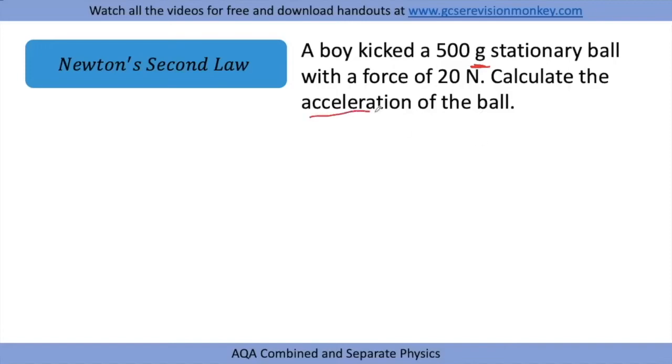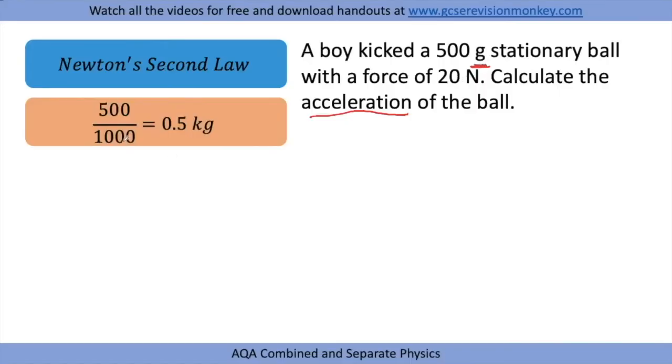Well, first of all, let's look at converting the grams into kilograms. So 500 divided by 1,000 would give you 0.5 kilograms. So do look out for those kind of things in the exam.